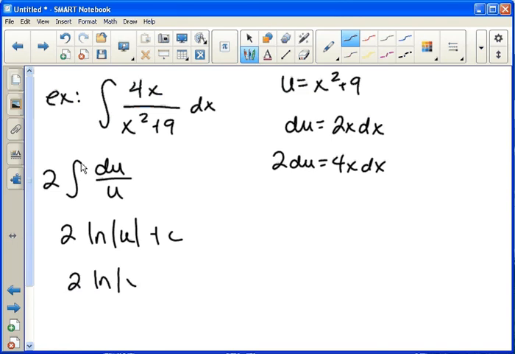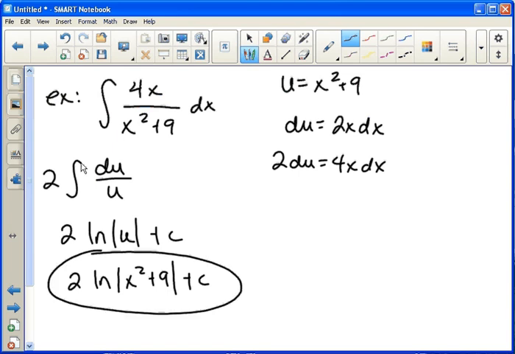Two quick things about that answer. That answer is great, nothing wrong with it. But just keep in mind you wouldn't have to write the absolute value signs here because x squared plus 9 is positive always. Also, you could move that 2 up as an exponent, so it could be written like this as well. Both answers are completely correct. Just trying to make sure you remember that those are equivalent.